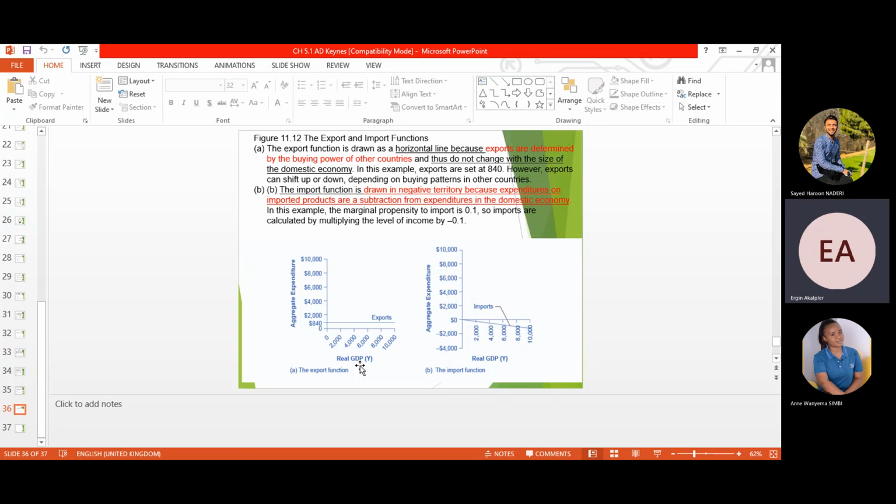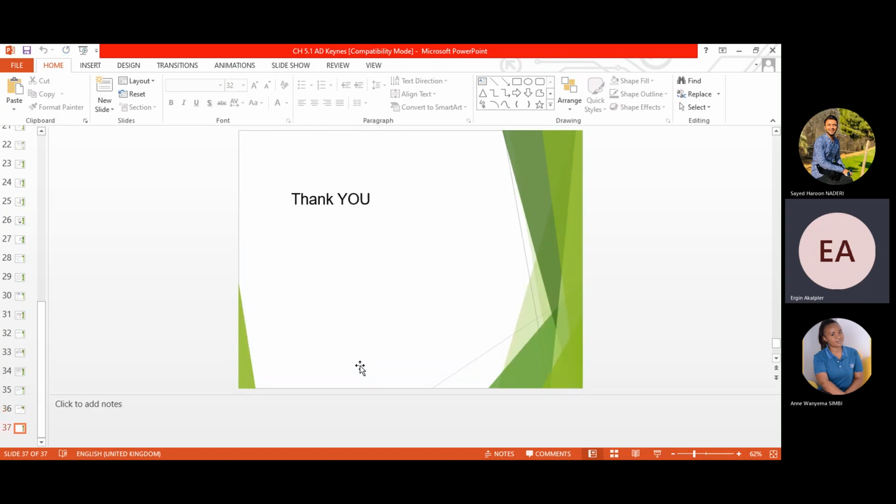We are looking at the import. It is drawn as a negative because import, as you know, you have to pay to buy. Therefore, expenditure on the import of products is subtracted from the expenditures. Therefore, it is reducing the domestic economy. In this example, the marginal propensity to import is 0.1. So imports are calculated by multiplying the level of income by minus 0.1.